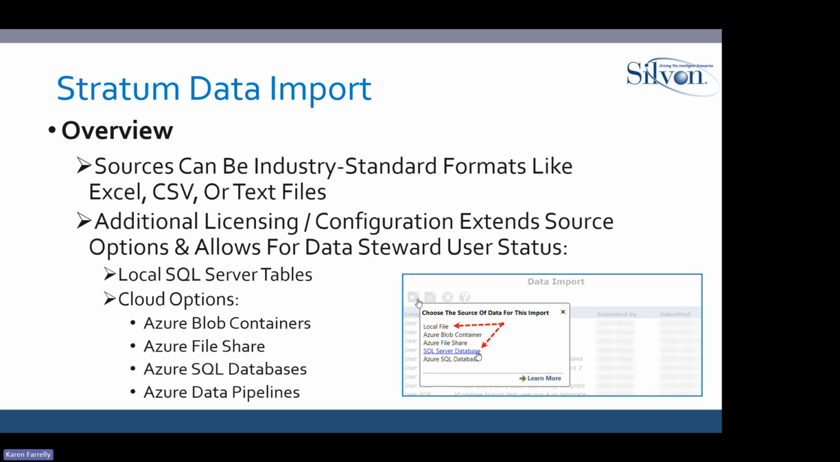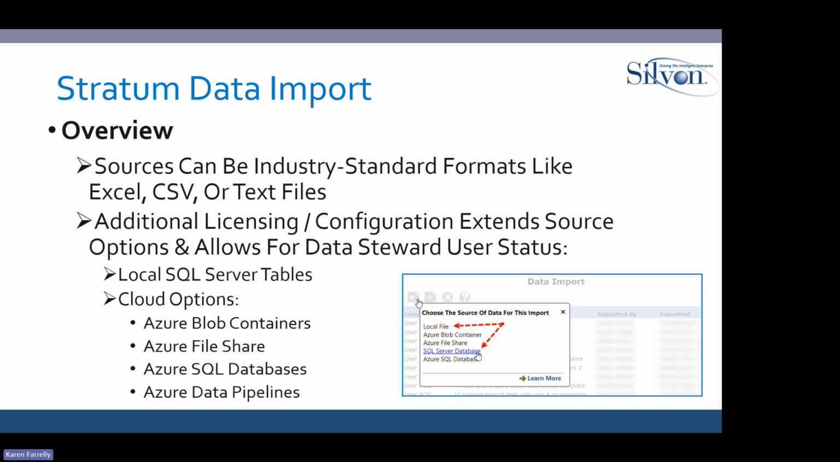Sources that you can pull data into for using data import or pull data from are Excel, CSV, or text files. There's also some additional licensing and configuration that we have available. It's called Stratum Cloud Import, and a designation called data stewards for certain security administrators. And that can extend what you can pull data from, what you can import data from. And that gives you options to pull data from local SQL Server tables or even cloud options like these Azure Blob Containers, file share, etc.